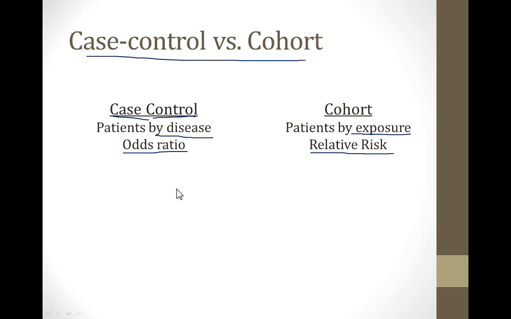And if you have trouble remembering that, just look to the second to last letter of both types of studies. The second to last letter of case control studies is an O, and that O stands for odds ratio. The second to last letter of cohort studies is an R, and that R stands for relative risk, and that can help you remember the difference.